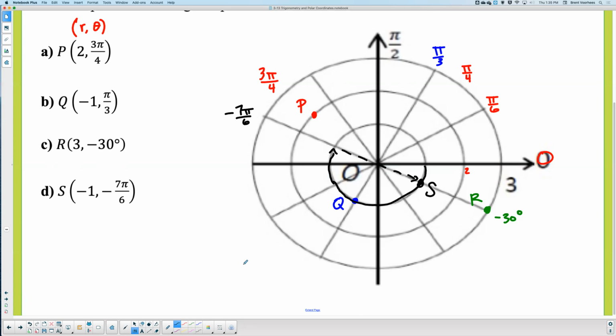Questions over plotting polar points? All right.